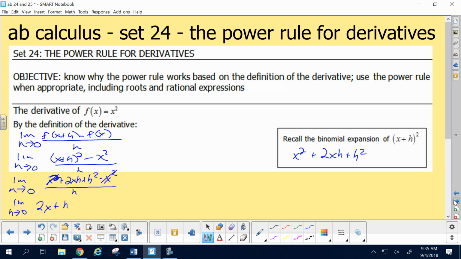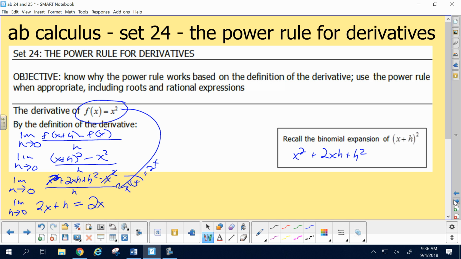Notice that the limit statement is there the whole time, because nowhere in here did I say let h go to 0. Until I actually put in 0, the limit stays. Now I'm ready to put a 0 in for h, and I get 2x. Okay. Now we're going to look for trends here. It looks like the derivative of x squared is 2x. 2's maybe special?